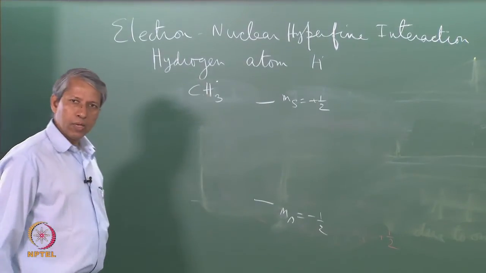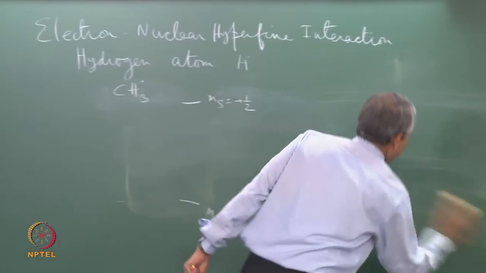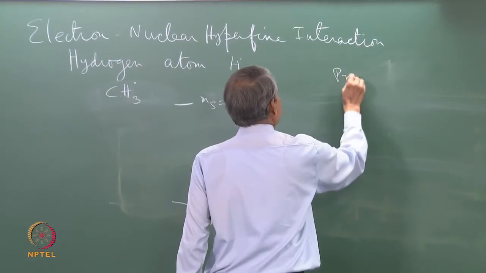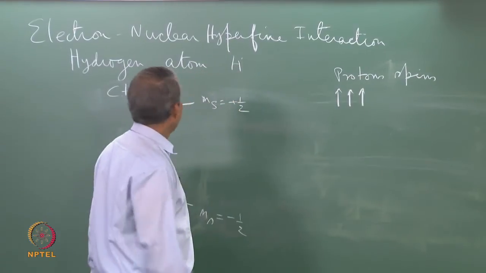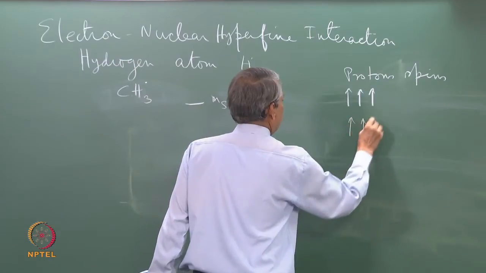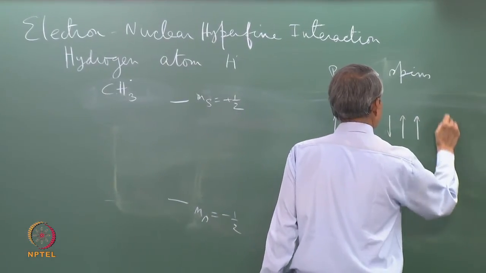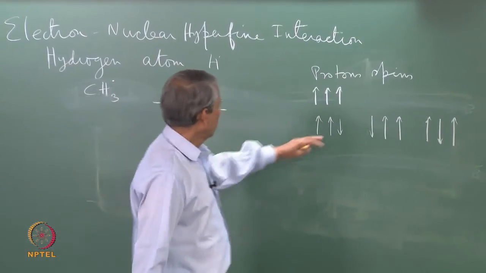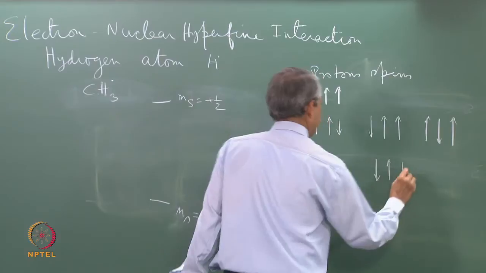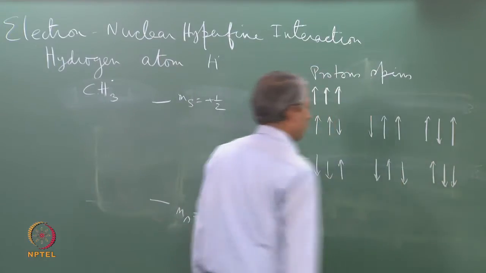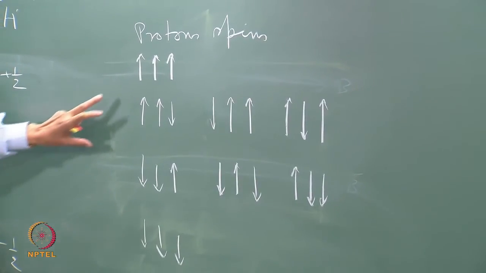Now, we have three protons, and all of them will align in the magnetic field according to +half or -half each. So, I can get this sort of possible orientation. It could be up, up, up, all three up, one possibility, or up, down, up, only one down and two ups, or two down and one up, or all three could be down. These are the possible nuclear spin orientations in a magnetic field now.